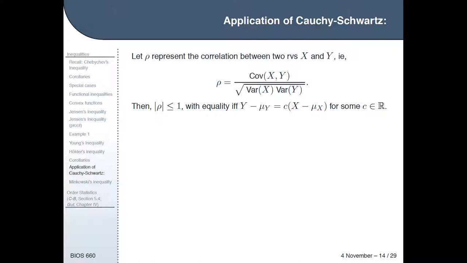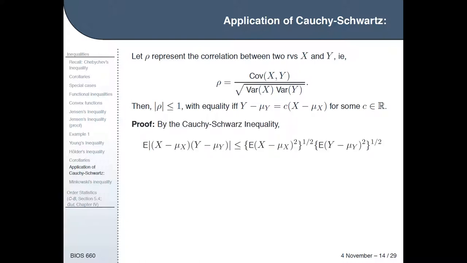And so, just as I say, Hölder's inequality isn't good for anything in statistics. If you use the Cauchy-Schwartz inequality, which of course is a special case of Hölder's inequality, you can use it to show that the correlation coefficient is always less than or equal to 1, with equality if and only if one of the normalized variables is a constant multiple of the other one.